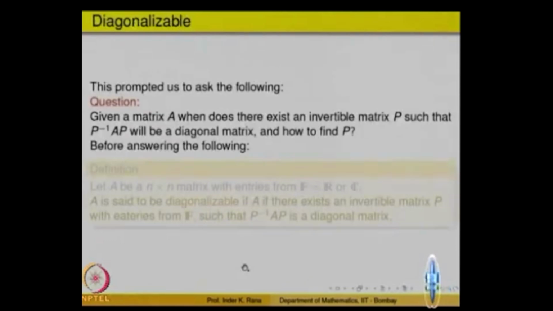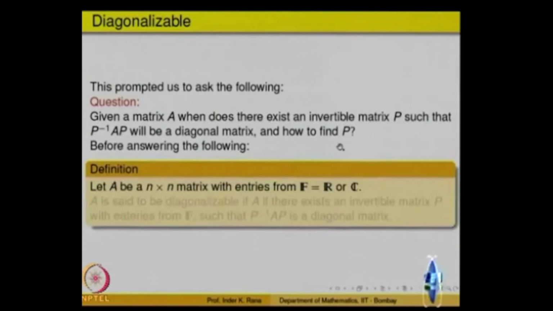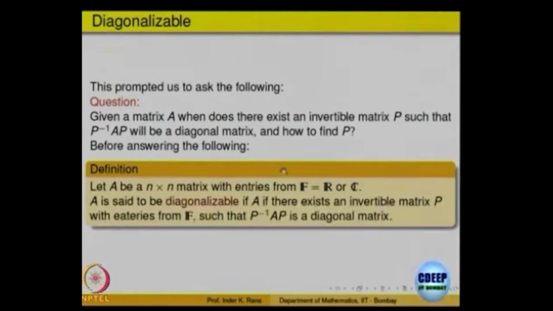So this prompted us to ask the question: given a matrix A, when does there exist an invertible matrix P such that P inverse AP is a diagonal matrix, and how to find that P? So we made a definition that a matrix A is diagonalizable if there exists a matrix P which is invertible such that P inverse AP is a diagonal matrix.